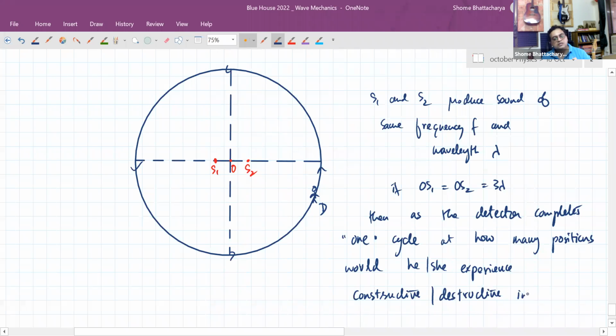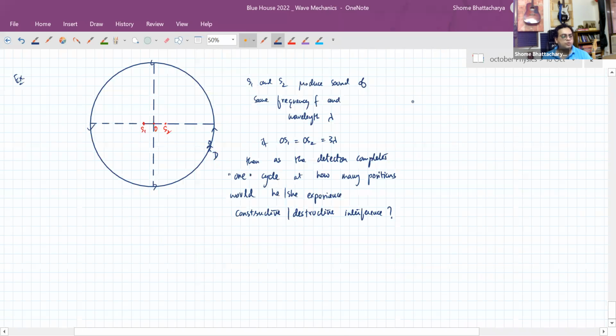Now notice, in this question, it is not given to us that the two sources are in phase. And I'm just giving you a hint that that will not affect the answer. How many positions you will have constructive interference versus how many positions you will have destructive interference will not be affected by whether or not the sources are in phase. Exactly where the constructive and destructive interferences are, the actual locations, will be affected by the phase difference, if any, between S1 and S2. But the number of positions where constructive or destructive interference is happening will not be affected by whether or not the sources have any phase difference.